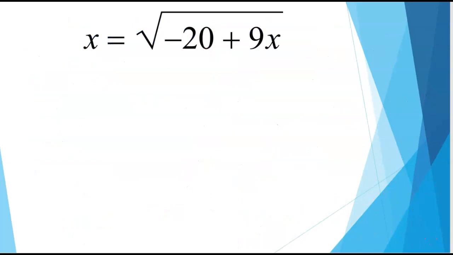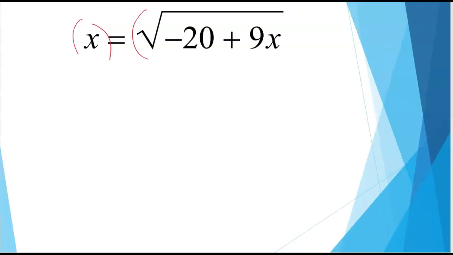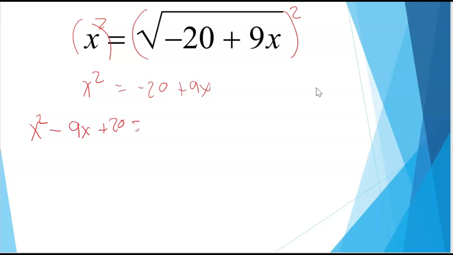Okay, let's try this one. I'm going to start off by squaring them both. What the heck? Okay, so x squared. Now we know that this is going to be negative 20 plus 9x. Let's jump the fence with both of these. We're going to jump the 9x and jump the negative 20. x squared minus 9x plus 20 equals 0, right?